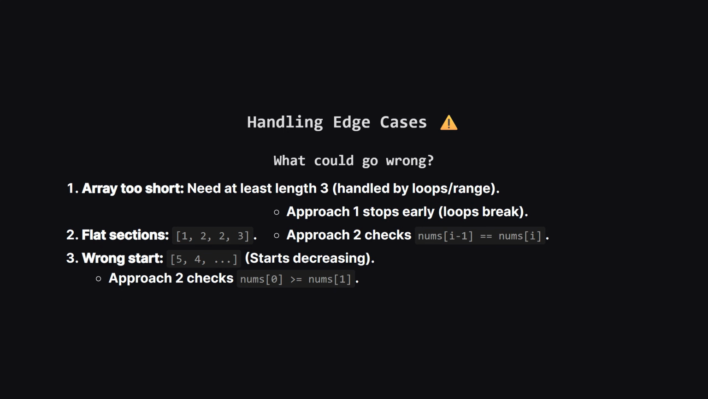Before we verify the speed, let's pause and think about edge cases. What if the array is too short? Well, trionic arrays need at least 3 elements to have an up-down-up shape. Our code handles this naturally. What if there are flat sections, like 1, 2, 2, 3? Both approaches handle this. Approach 1's loops will stop because the strict inequality fails. Approach 2 explicitly returns false if 2 neighbors are equal. And importantly, what if the array starts by going down instead of up? Approach 2 catches this right at the start with an if statement.